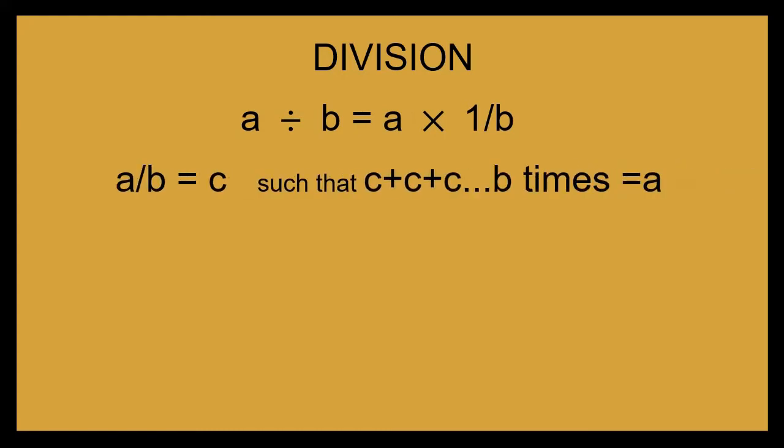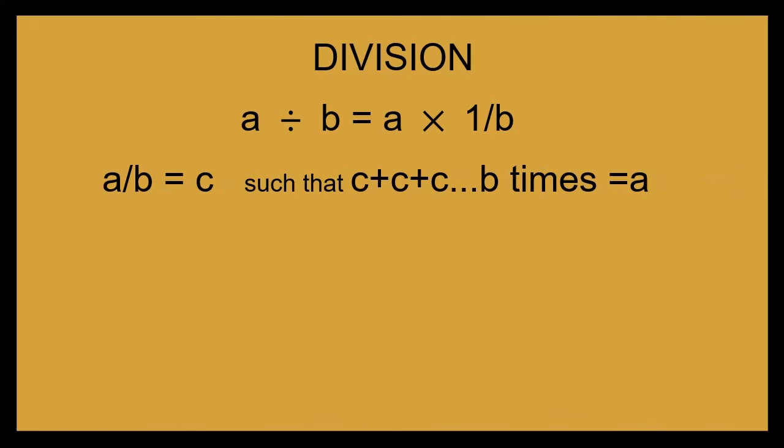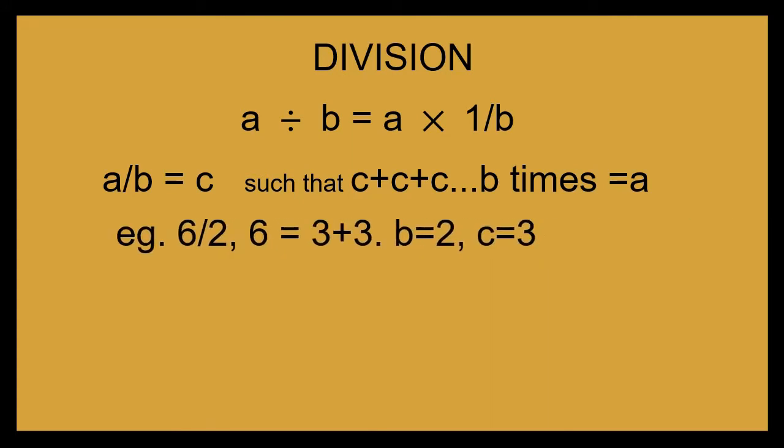Division. Division is an inverse operation of multiplication. A divided by B is equal to A into 1 by B. Now A divided by B is equal to C such that C plus C plus C, B times, equals A. Example, 6 divided by 2. Here 6 is equal to 3 plus 3. Here the constraint was B equal to 2 and hence C equal to 3.